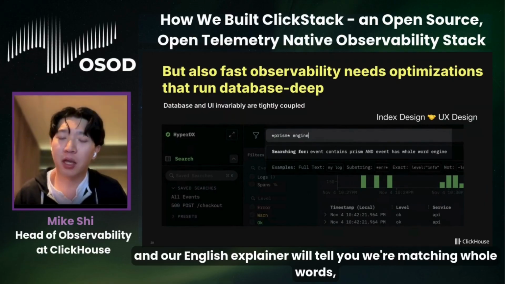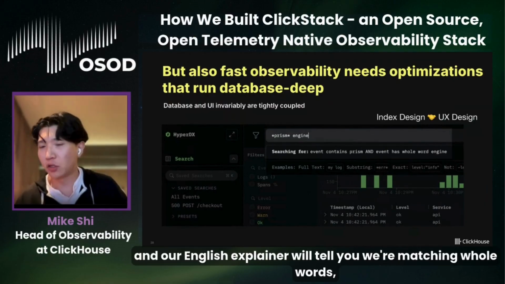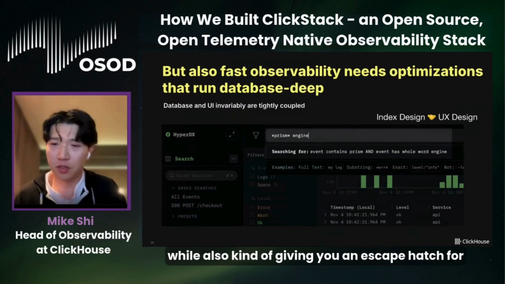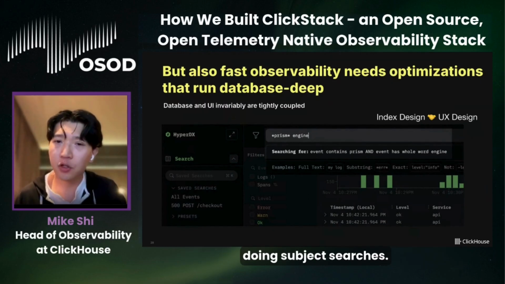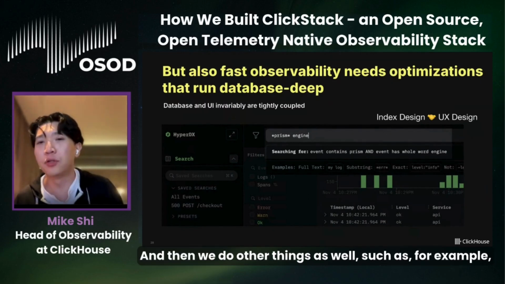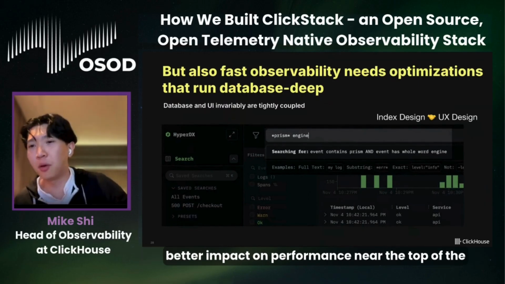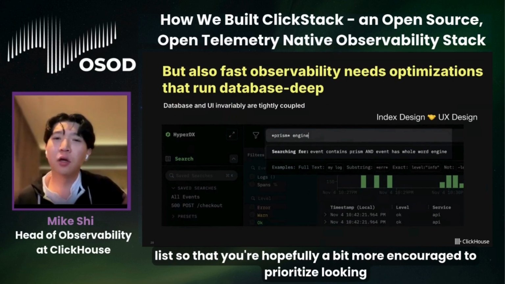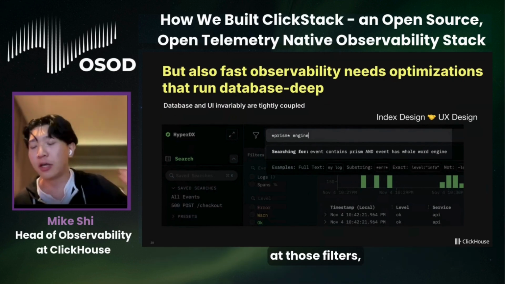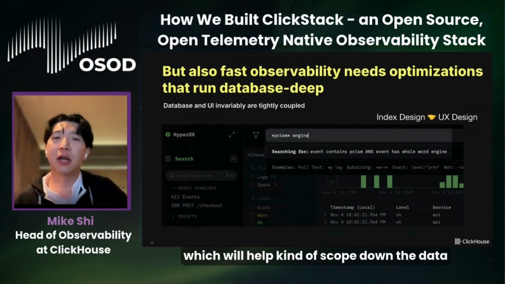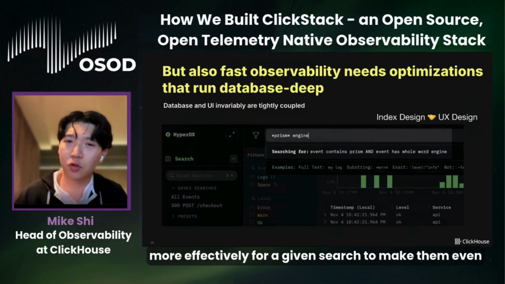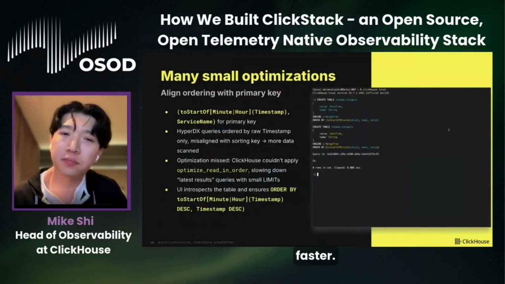on top of your table, and our English explainer will tell you a batch of call words while also kind of giving you an escape hatch for doing substring searches. And then we do other things as well, such as prioritizing filters that would have a better impact on performance near the top of the list, so that you're hopefully a bit more encouraged to prioritize looking at those filters, selecting some values, which will help scope down the data more effectively for a given search to make them even faster.